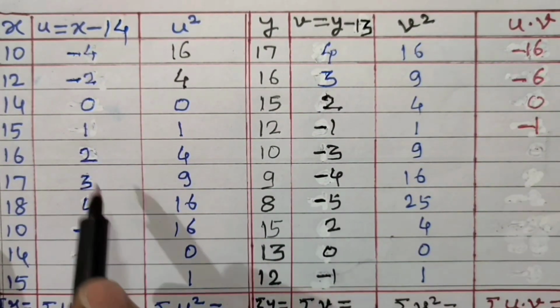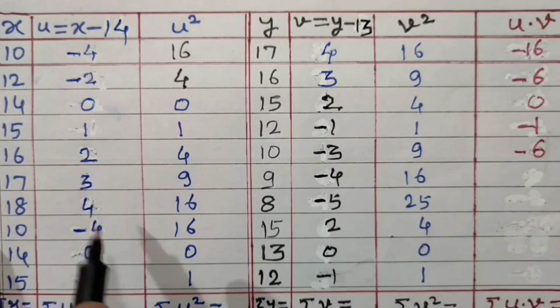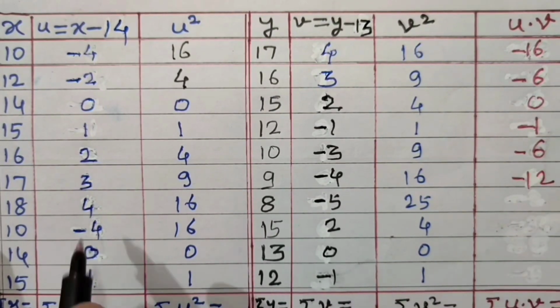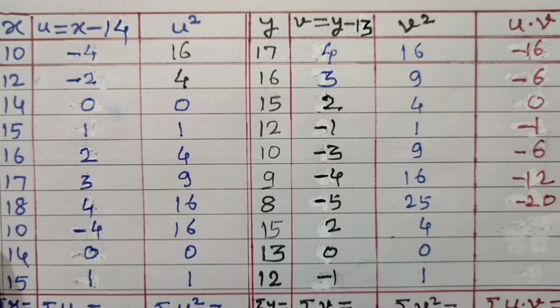2 into minus 3 is minus 6. 3 into minus 4 is minus 12. 4 into minus 5 is minus 20. Minus 4 into 2 is minus 8. 0 into 0 is 0. And then 1 into minus 1 is minus 1.